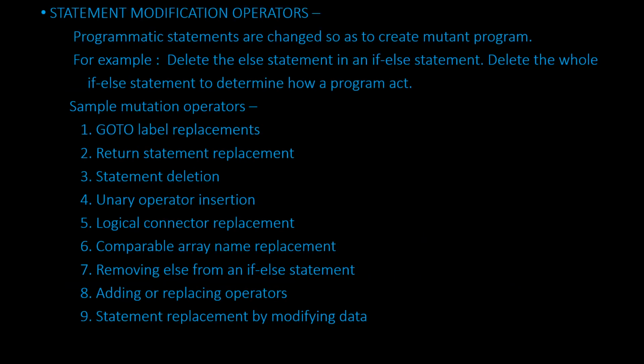Statement modification operators. Programmatic statements are changed so as to create a mutant program. For example, delete the else statement in an if else statement. Delete the whole if else statement to determine how a program acts. Some mutation operators are go to label replacement, return statement replacement, statement deletion, unary operator insertion, logical connector replacement, comparable array name replacement, removing else from an if else statement, adding or replacing operators, statement replacement by modifying data.